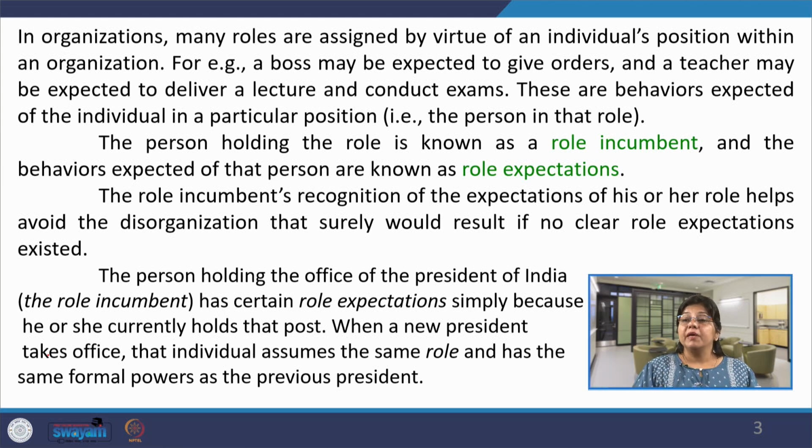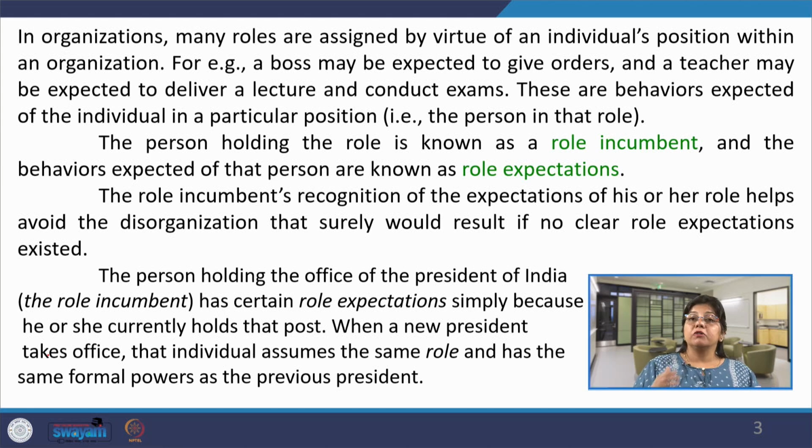So, these are the behaviors expected of the individual in a particular position. A particular position means a particular role. So, whatever role has been assigned, an individual is expected to perform accordingly in order to fulfill that role, because every role has its own functions that he or she has to perform.